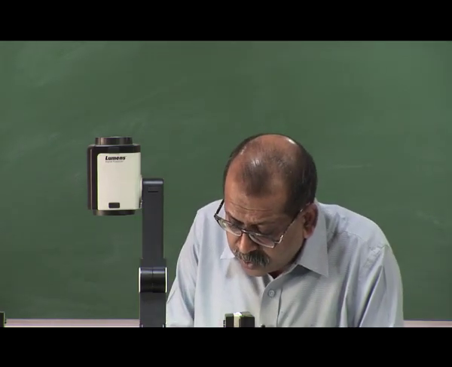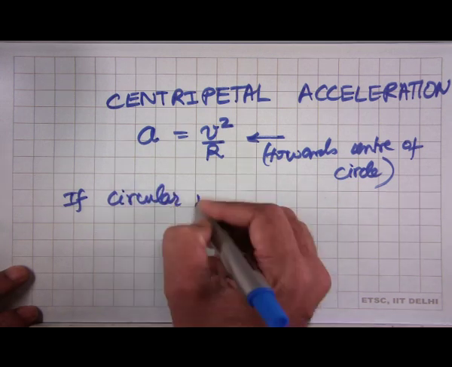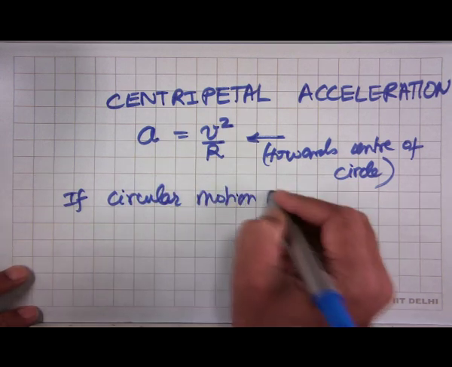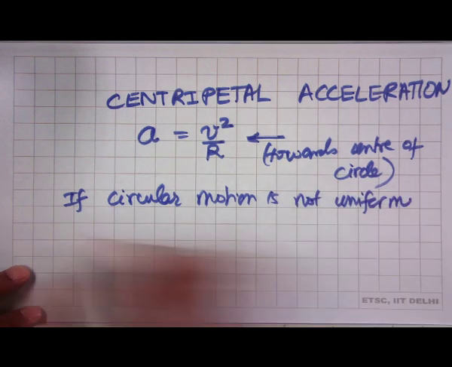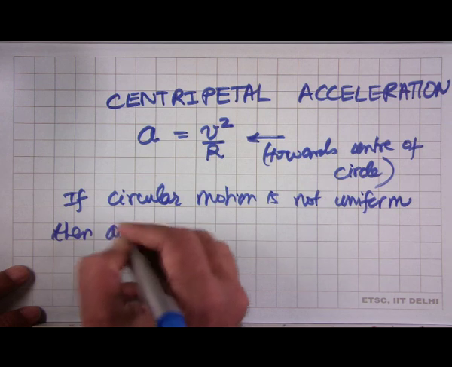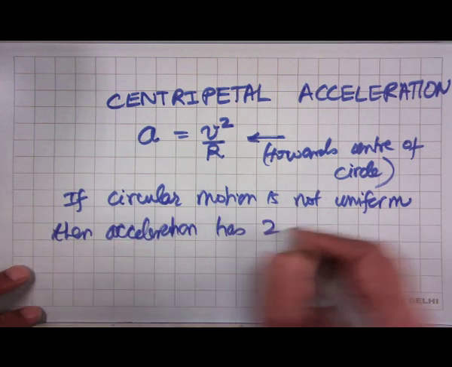Now, if circular motion is not uniform, then acceleration has two components.